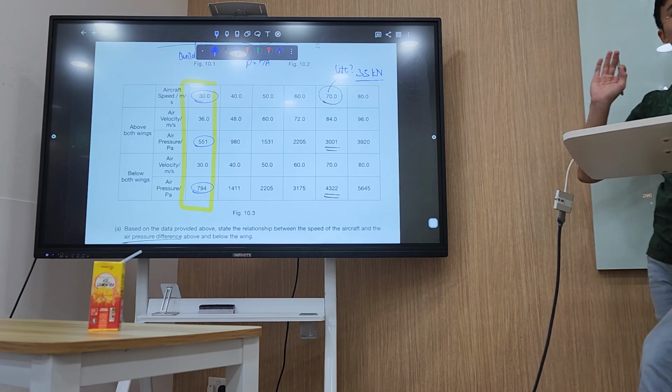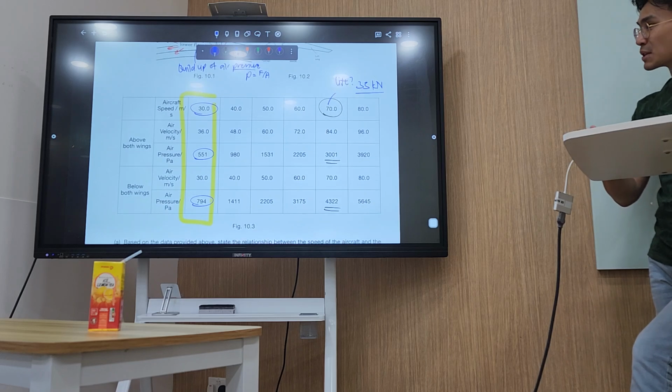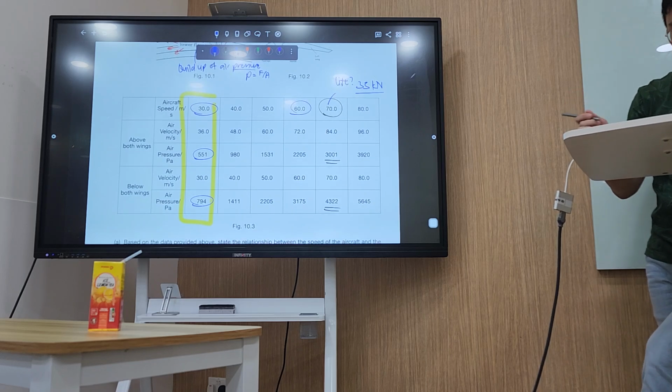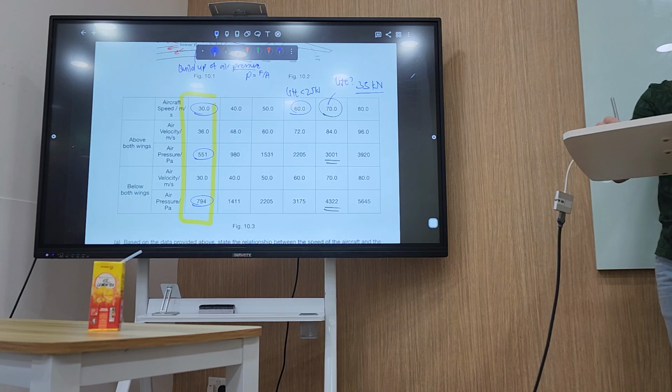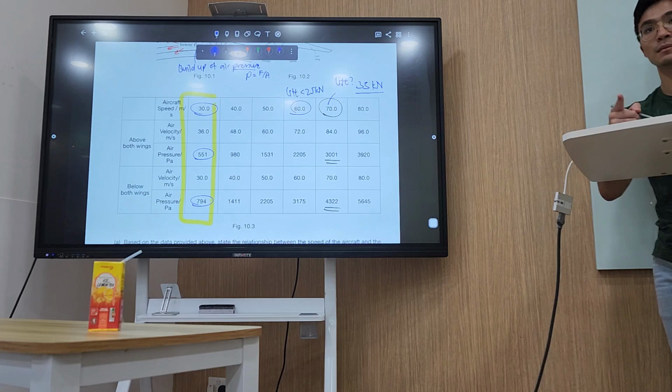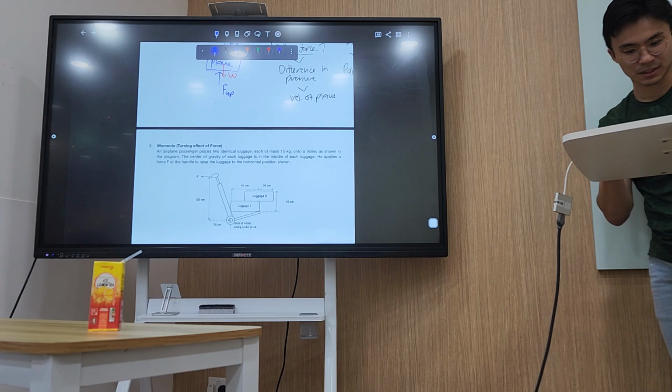If you want to, you can calculate 60 meters per second and find out how much lift force you will generate. You'll find that your lift is less than 25 kilonewtons, not enough to overcome weight. So the plane cannot fly. Good, fantastic.